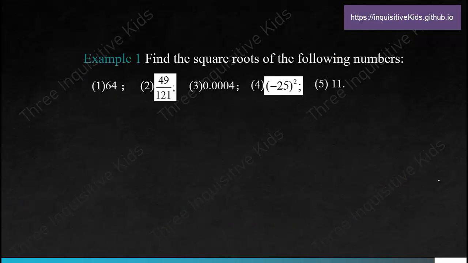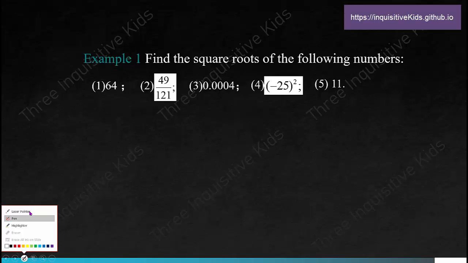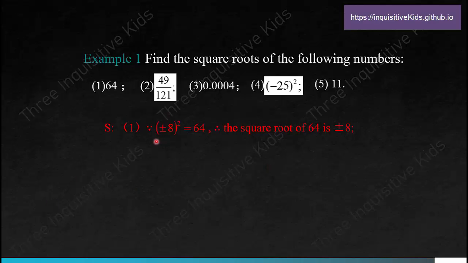So example 1. Find the square roots of the following numbers. And I want you to pause the video and do this by yourself. Okay, so the first one, we have negative and positive 8. Second one, it's a fraction. Well, we just see the top and bottom, the numerator and denominator. So it's actually positive negative 7 over 11. Not so hard so far.